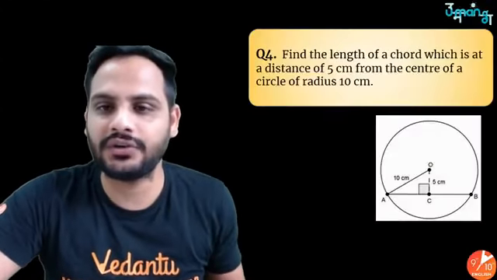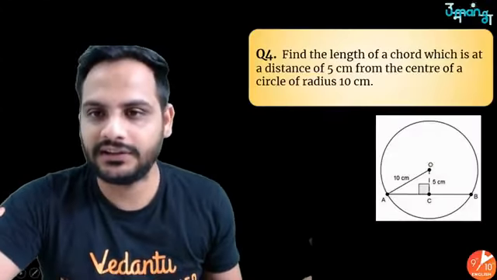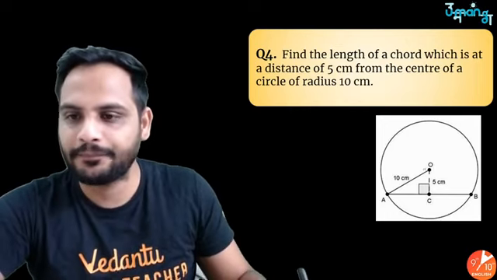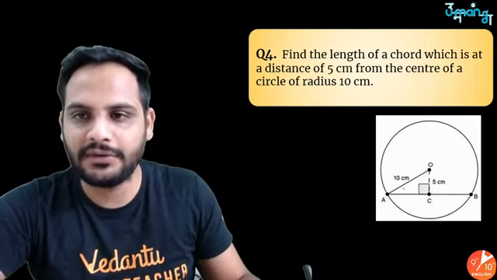So I gave you a homework question in the previous class. The homework question was this: find the length of a chord which is at a distance of 5 centimeter from the center of a circle of radius 10 centimeter. So radius is 10 centimeter. Distance of a chord from the center means the perpendicular distance. So OC is 5 centimeter.